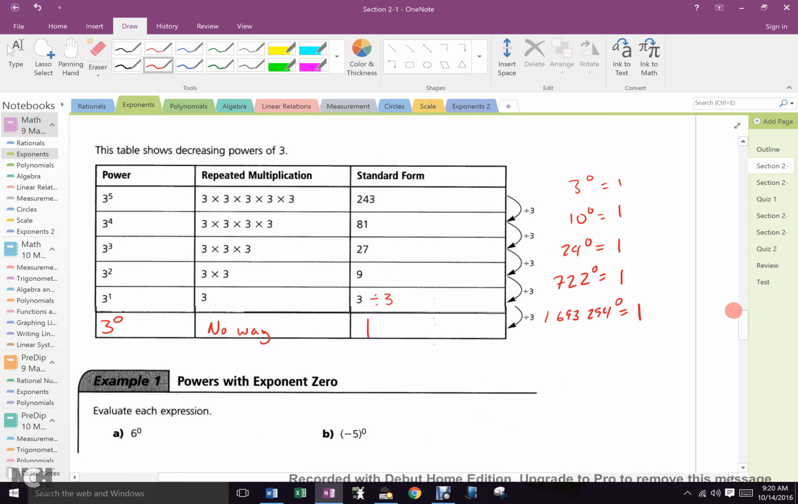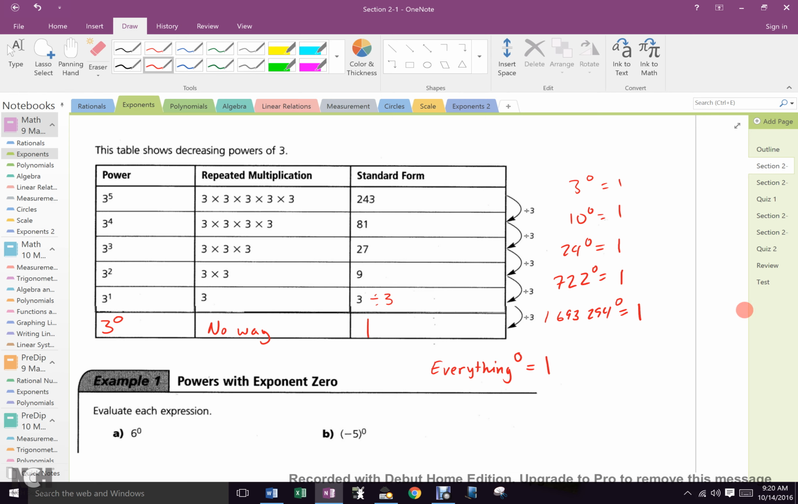So, what did we just figure out? We figured out that everything to the 0 power equals what? Everything to the power of 0 is what? 1. But in your head, you're thinking, wait a minute, there's other rules. I got to keep them up there.